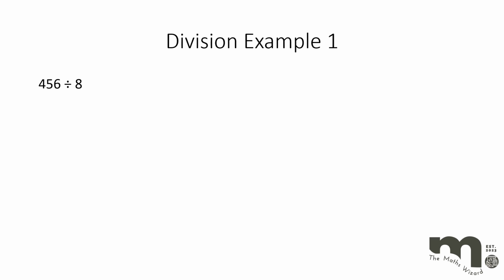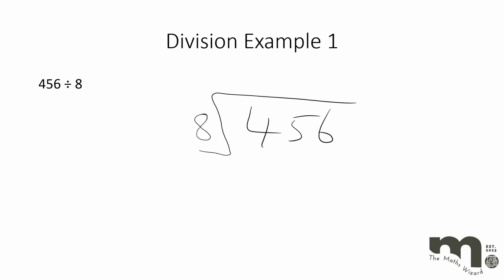So the method I'm going to show you is what's known as the bus stop method. So we write our 456 here, and we draw our little bus stop in here, and the number you are dividing by always goes here on the outside. Now, what's sometimes quite useful on this, if you're not so great with your 8 times table, if you can't remember it just off the top of your head, you might just want to write down maybe the first 10 or so multiples of 8 down the bottom there.